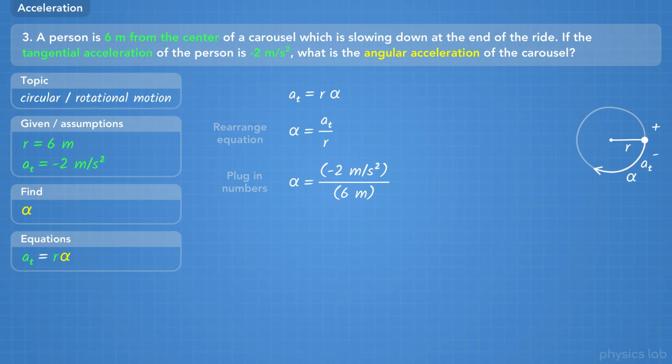Using a calculator, we find the angular acceleration is negative 0.33 radians per second squared, which is the SI unit we get for the angular variable when using this equation. Should our answer be negative though? Well, the tangential acceleration is negative, meaning it's in the clockwise direction, and the angular acceleration would be in the same direction, so it should be negative too.